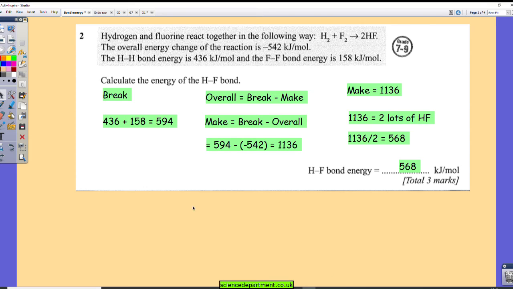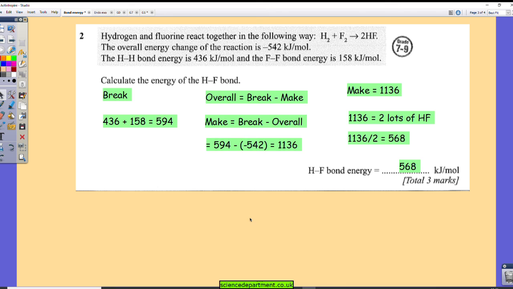Now we've got the first part worked out, we know the overall energy in a reaction is the energy required to break the bonds minus the energy released when the bonds are made. So if we rearrange that equation, the energy when bonds are made is equal to the energy when they're broken minus the overall reaction. So putting this into the equation and being careful of this negative sign here using brackets, the energy released when the bonds are made is 1136 kilojoules per mole.